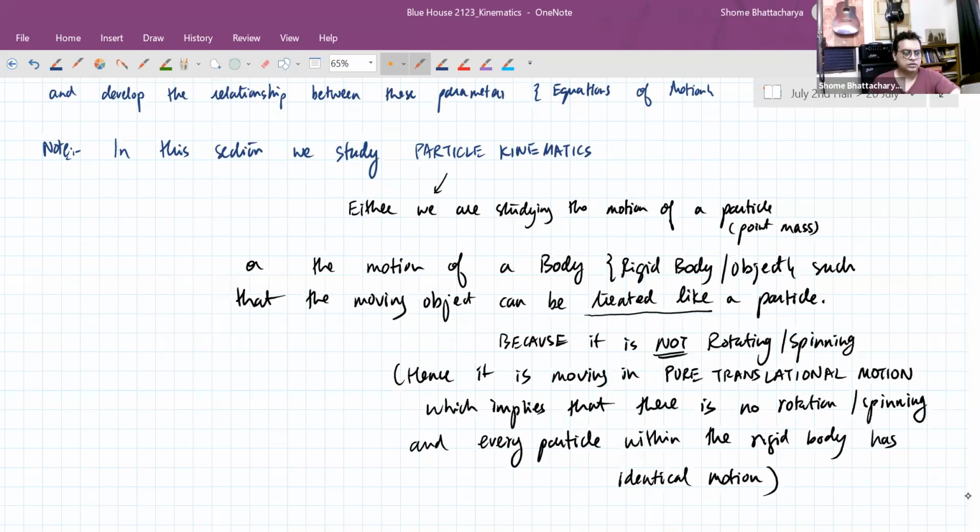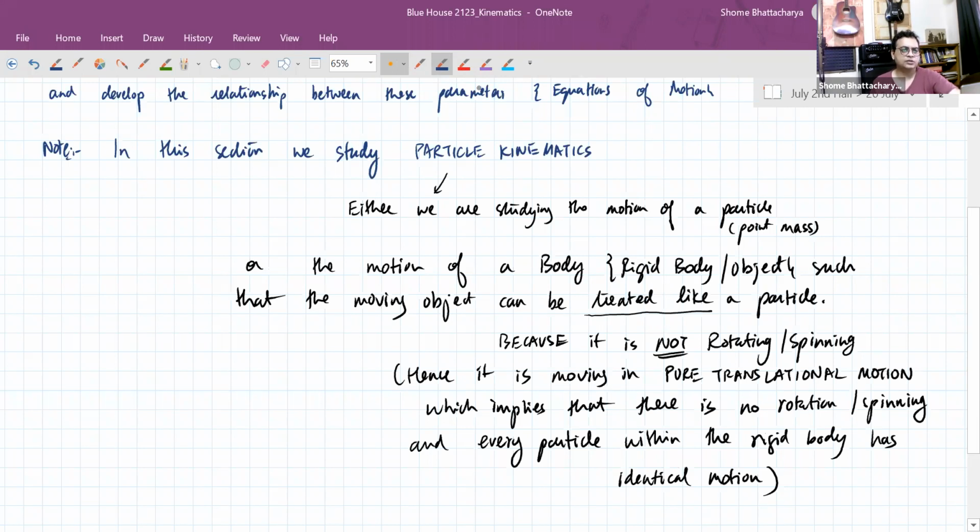Okay. So a moving object can be treated like a particle because it is not rotating or spinning. Hence, it is moving in what is called pure translational motion. So what does pure translational motion mean? I've just written down a definition here, but I will elaborate on that. In this chapter, which is basically particle kinematics, we may be studying the motion of an object also, need not be a particle always. It can be an object, it can be a vehicle or whatever, but it should be moving in such a way that we are able to treat it like a particle.